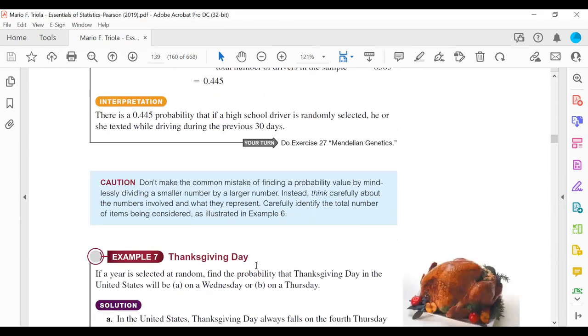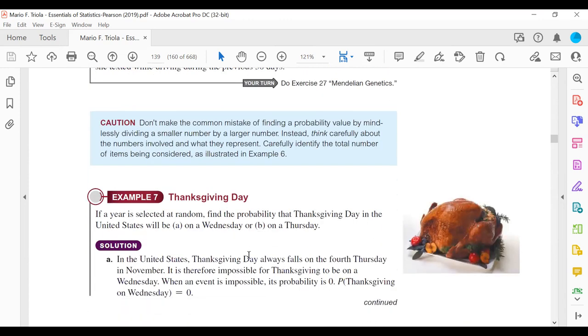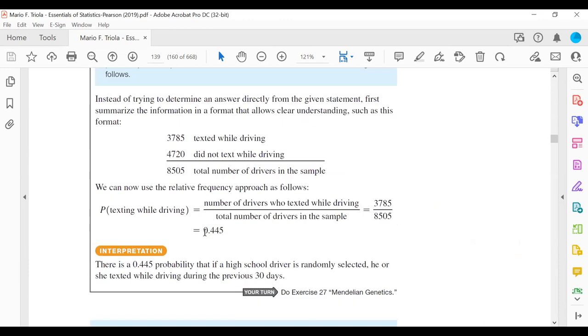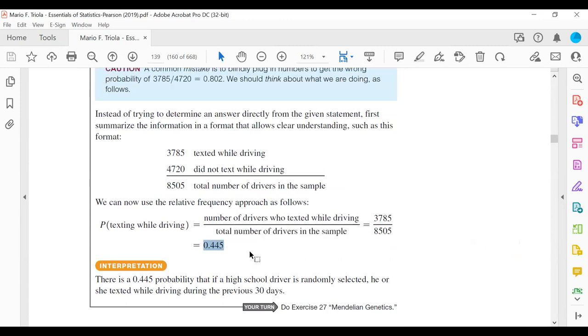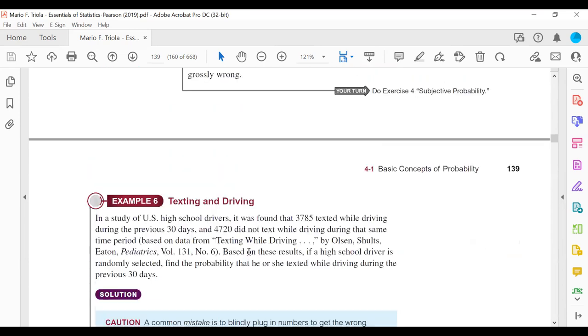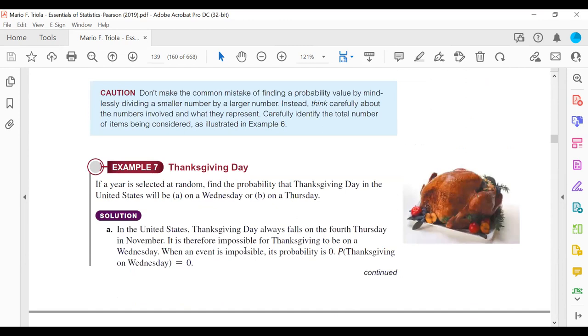All right, so remember, all probabilities fall between 0 and 1. If you recall, all of the numbers that we got fell between 0 and 1. 0.445 is probably close to the 0.5 on the scale, right? So remember that, probability. So if a year is selected at random, find the probability that Thanksgiving Day in the United States will fall on a Wednesday. Well, that ain't gonna happen. That's why it's 0. What's the probability that Thanksgiving falls on a Thursday? Well, that has to be 1 because it always occurs on Thursday.